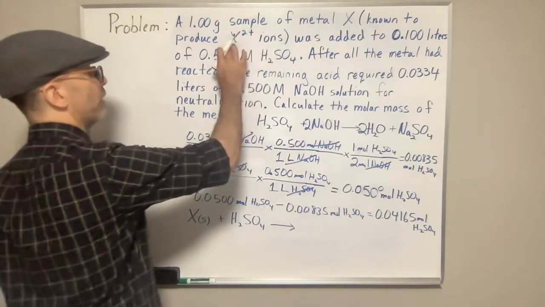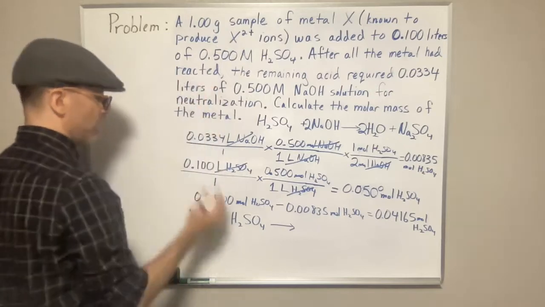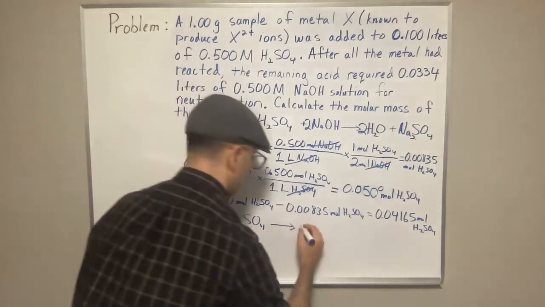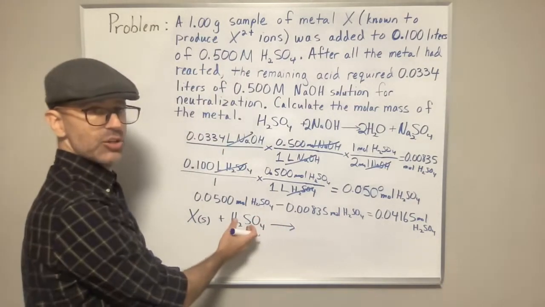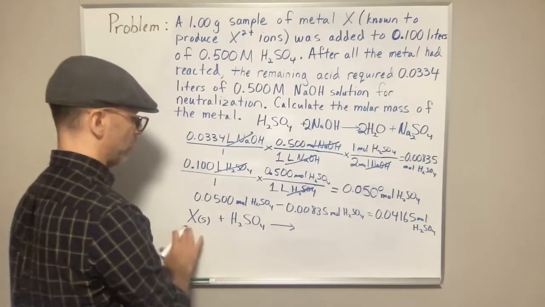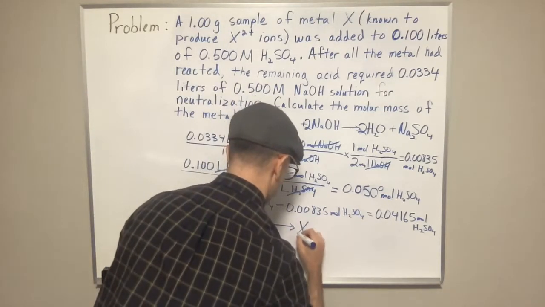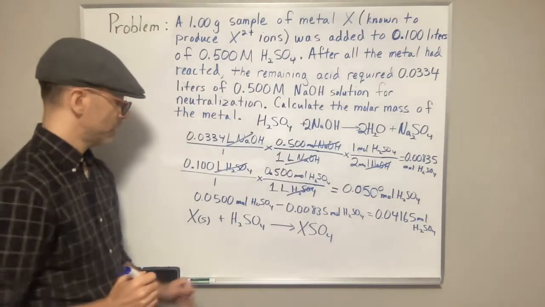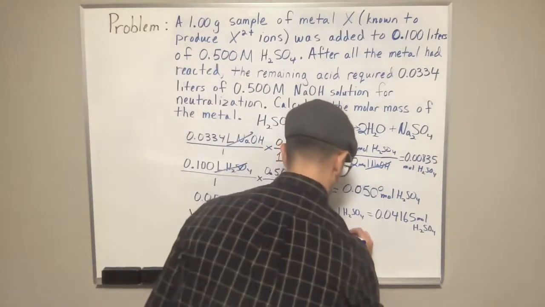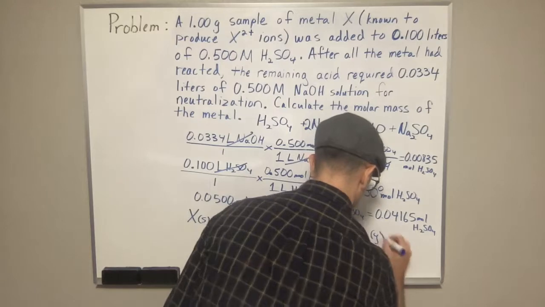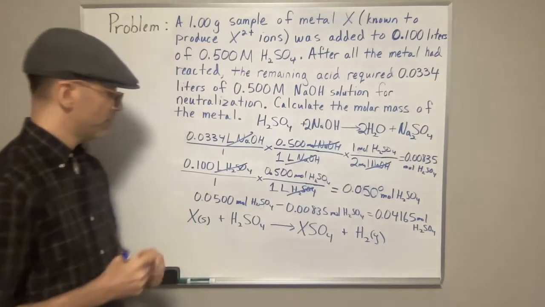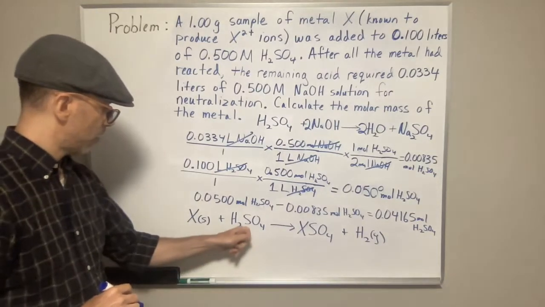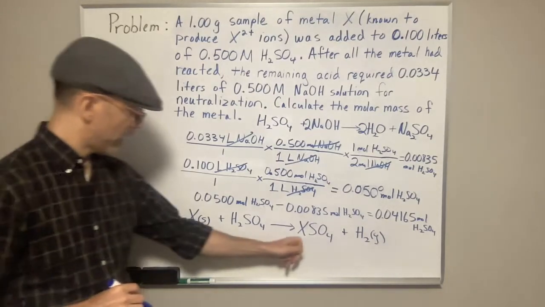And it's good to know that we have an X2+ ion, because then when that forms, the X2+ will match up with the sulfate. And since the sulfate ion has a 2- charge on it, that will balance with the 2+ charge. So I'll get XSO4. So that's one product. And then, of course, I get H2 gas forming from that. So here's my reaction.